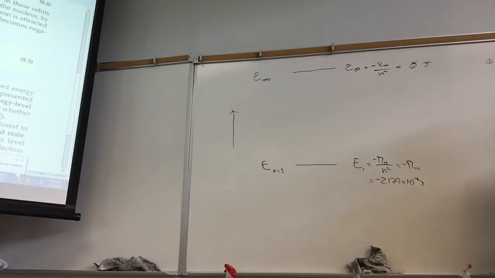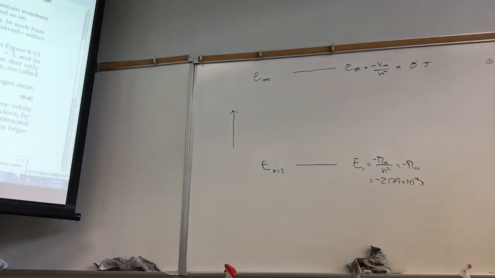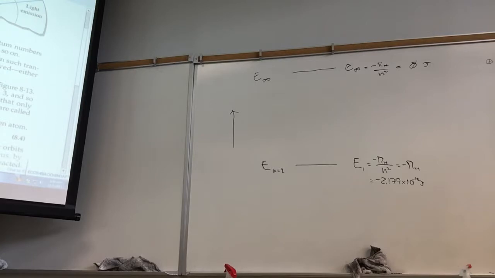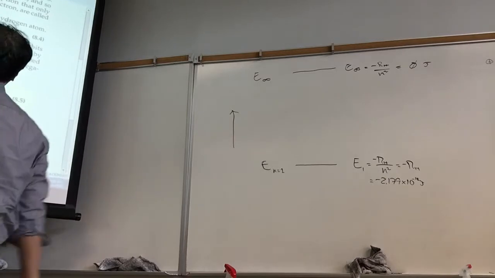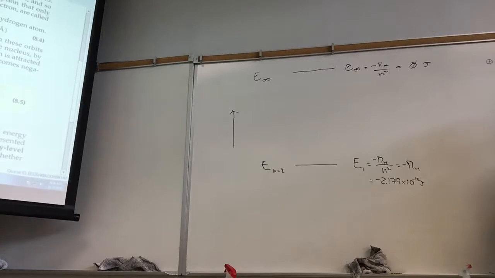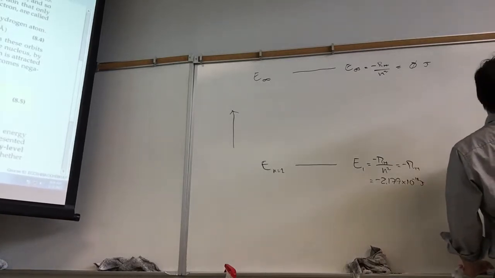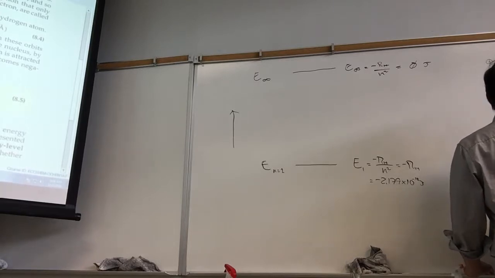The n equals infinity orbit is going to have a radius, r, of n squared times a naught, where a naught is 0.53 angstroms, or 53 picometers. And so what is it? Well, it's infinite. Basically, it's infinitely far away.